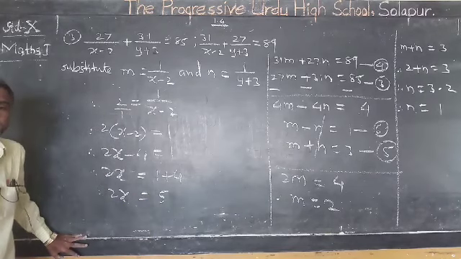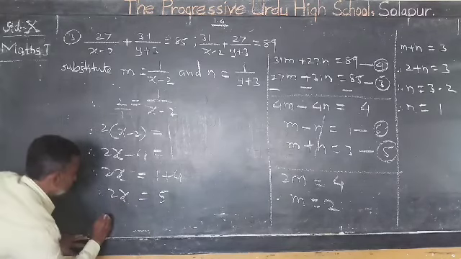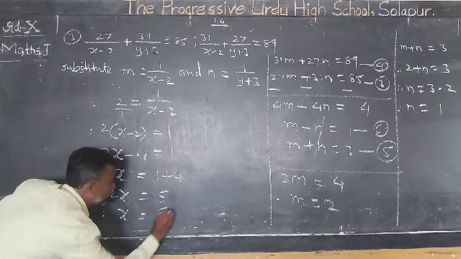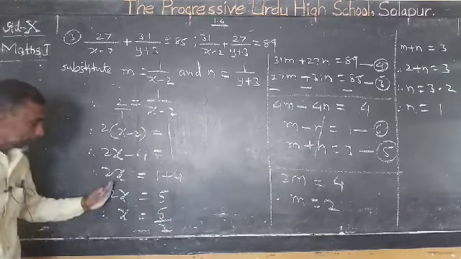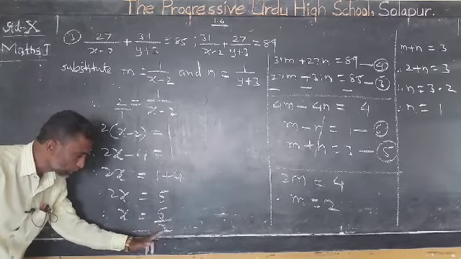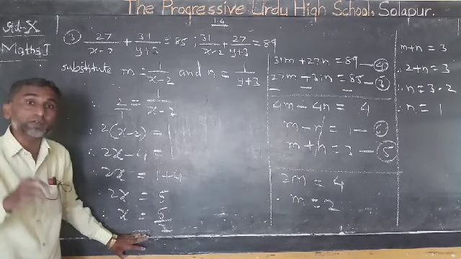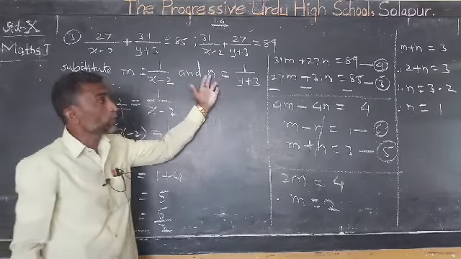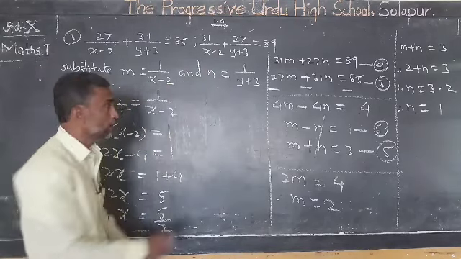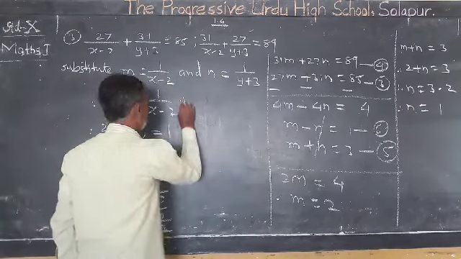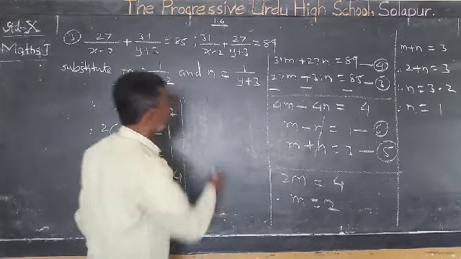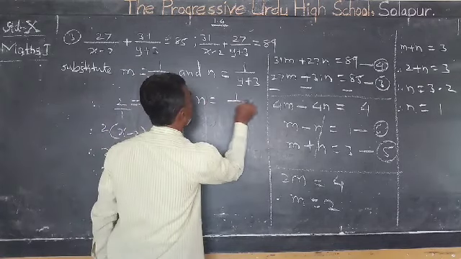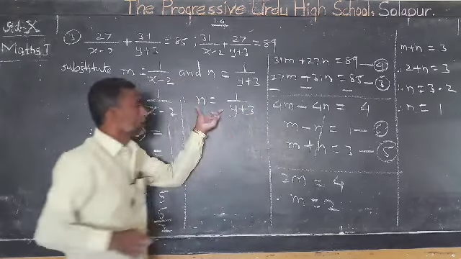Now, divide each term of the equation by 2. Therefore, x is equal to 5 by 2. Take it to the right hand side, 5 upon 2. This is the value of the first variable. Now, we want the variable y. So, put the value of n, which is 1, in this. n is equal to 1 upon y plus 3.